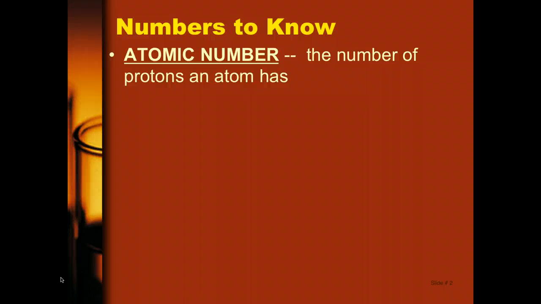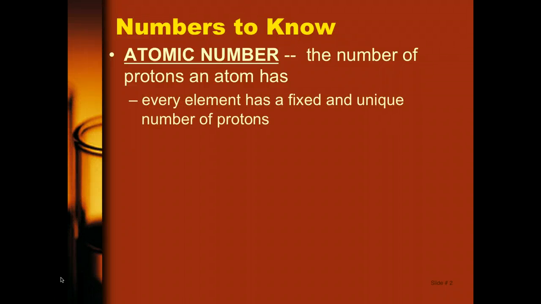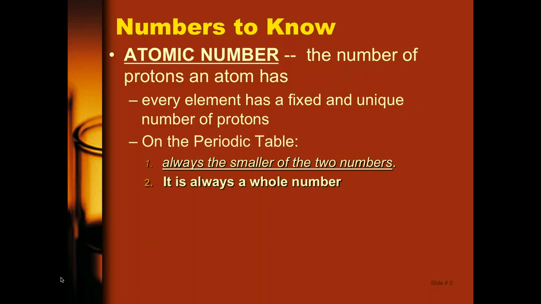Atomic number is the number of protons an atom has. Every element has a fixed and unique number of protons. Remember, the atomic number is how we identify what type of element an atom is. And the periodic table is organized in ascending atomic numbers. On the periodic table, it will always be the smaller of the two numbers, and it will always be a whole number.